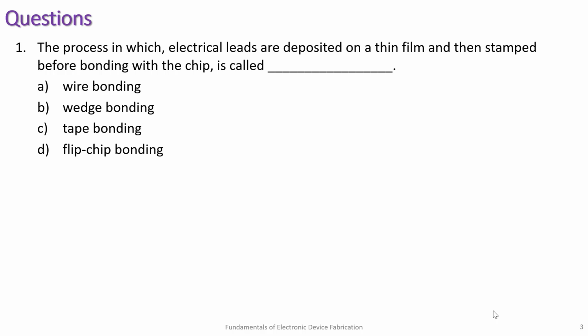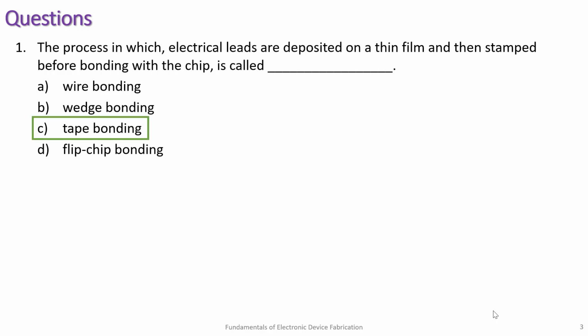Yeah. So can you go through the question? The process in which electrical leads are deposited on a thin film and then stamped before bonding with the chip is called what? Tab bonding. Tape bonding. So what about others? Are you having the same opinion? Yes, ma'am. Tape bonding.